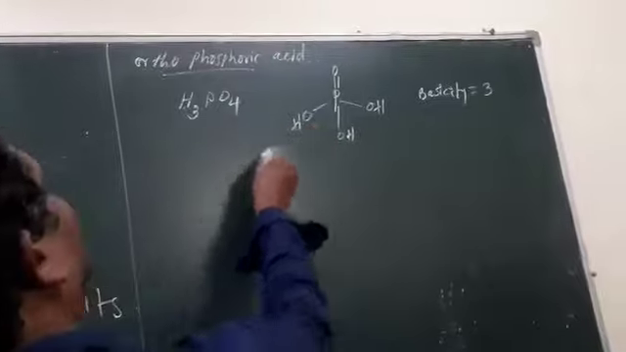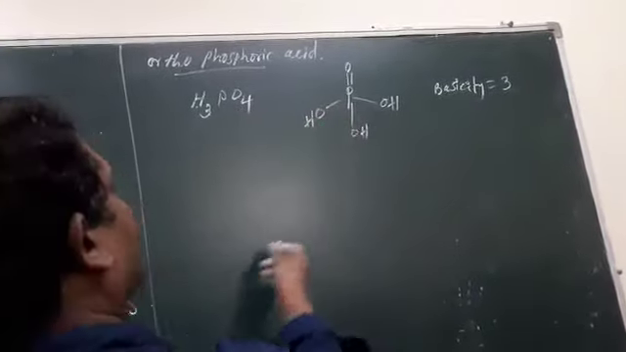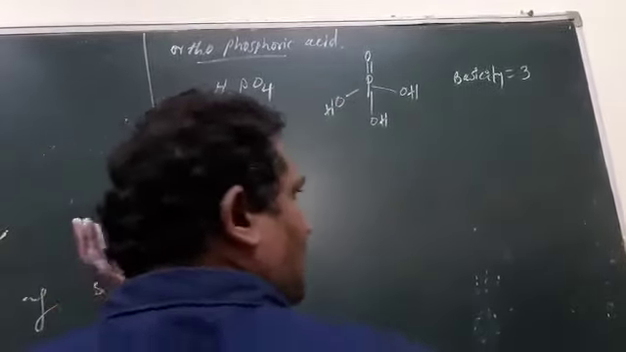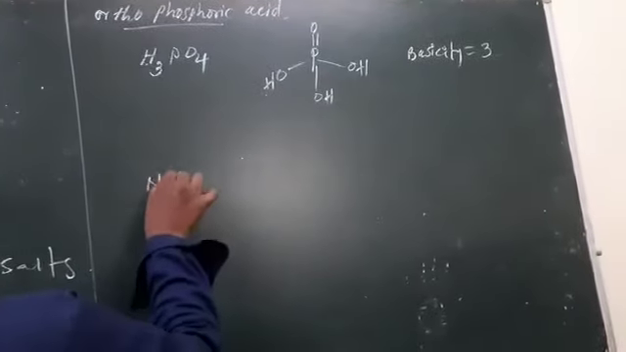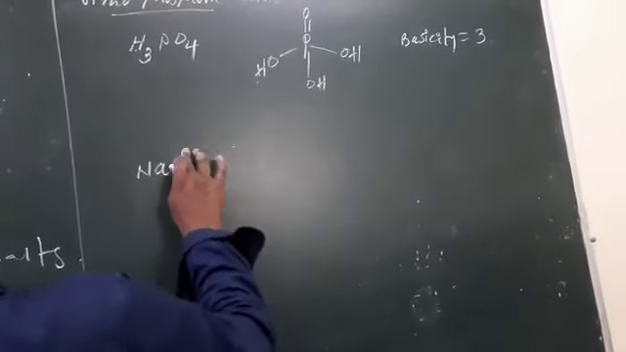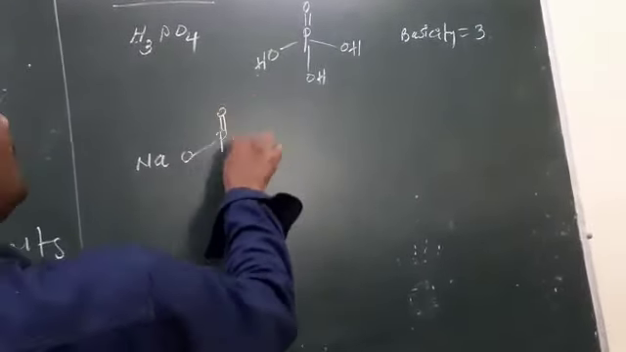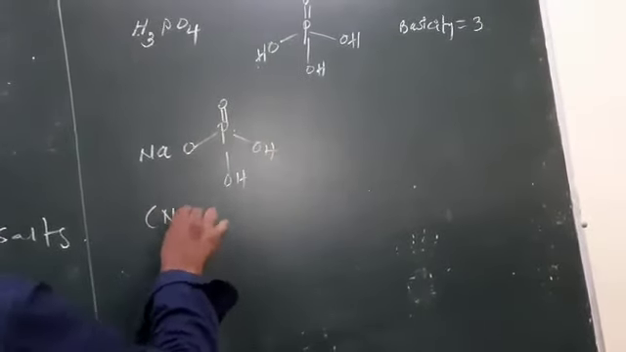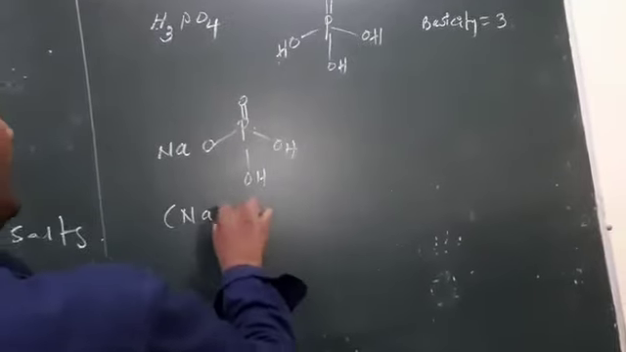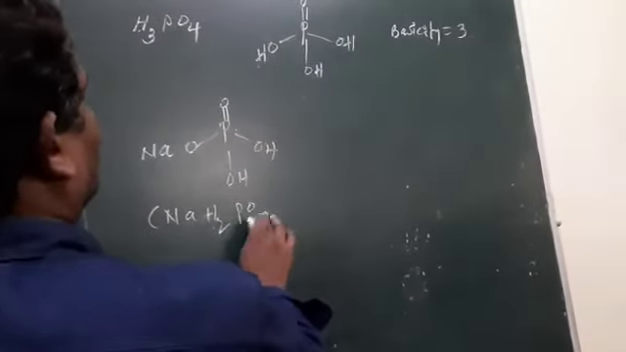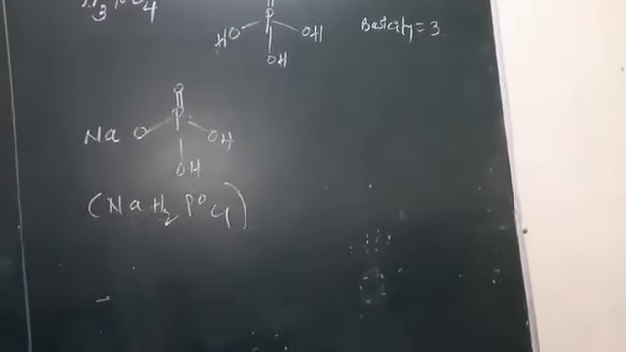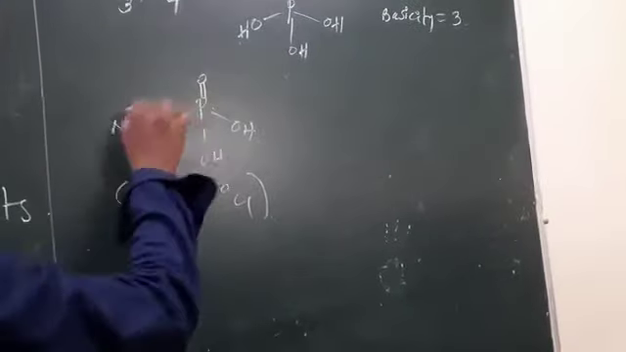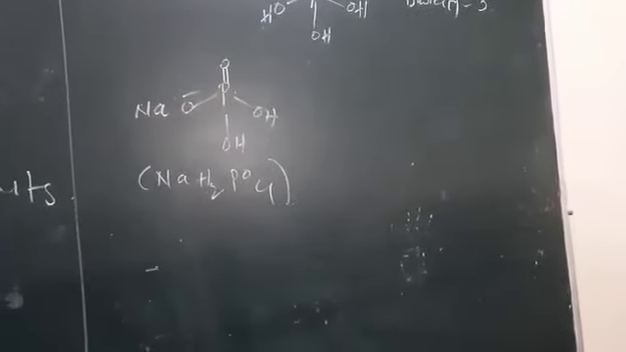First salt, one H displaced by one monovalent metal. For example, I am taking Na only. NaO P double bond OH. Its formula I am writing: NaH2PO4. Only one metal is there. This is also called primary salt.